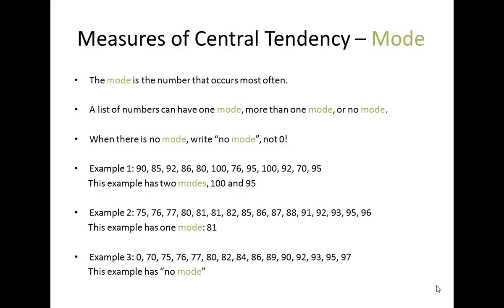Let's look at this example. In example 1, we have two modes, 100 and 95. Notice that the values 100 and 95 both appear twice. In example 2, we have one mode, 81. Only the number 81 appears more than once. In example 3, there is no mode. There is no value in the list in example 3 that is repeated more than once.